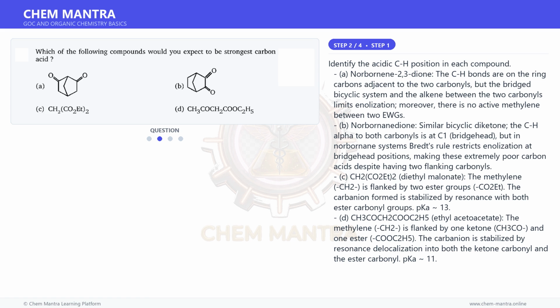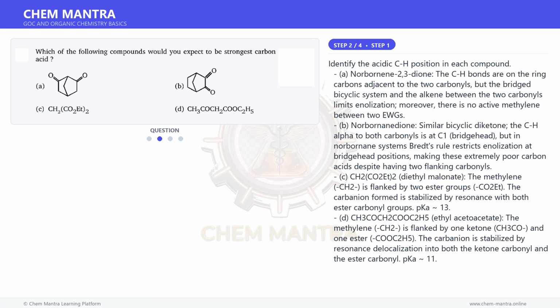B. Norbornanedione, a similar bicyclic diketone. The C-H alpha to both carbonyls is at C1, the bridgehead, but in norbornane systems Bredt's rule restricts enolization at bridgehead positions, making these extremely poor carbon acids despite having two flanking carbonyls.